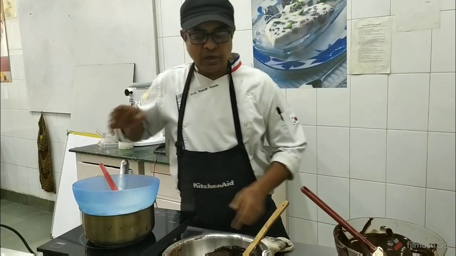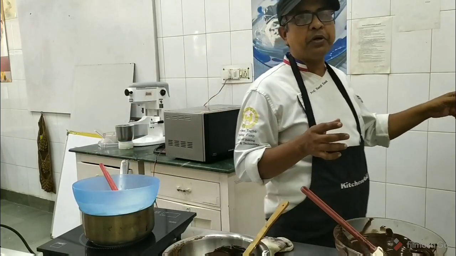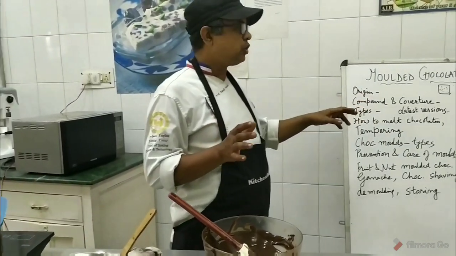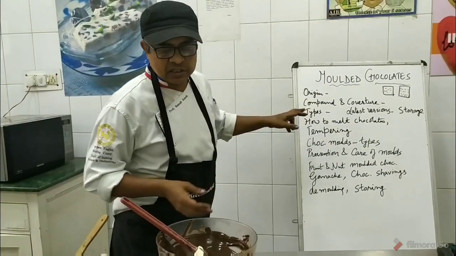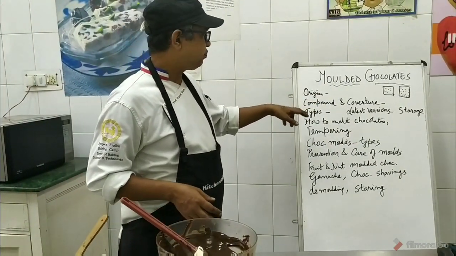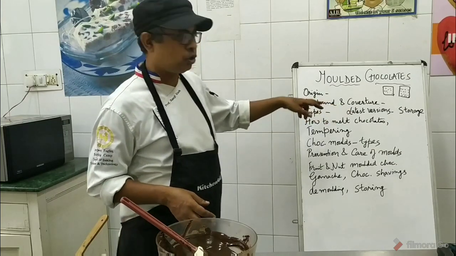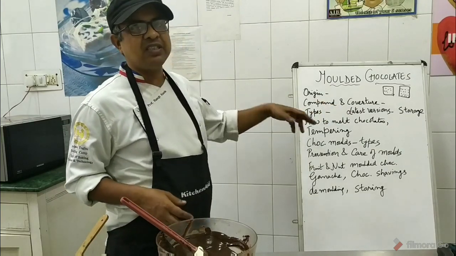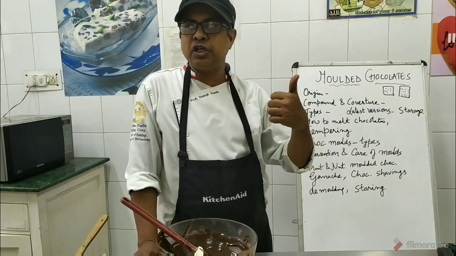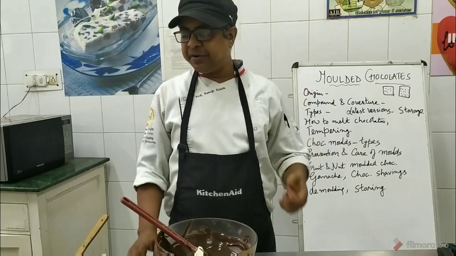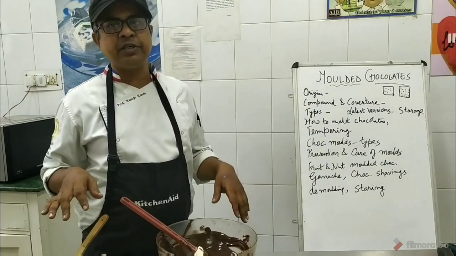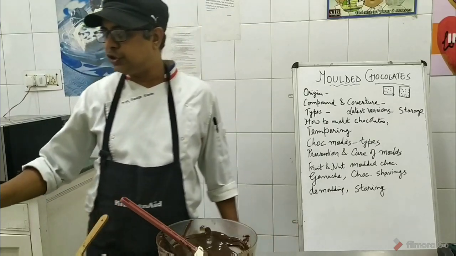Alright. So let's come back to the whiteboard and try to find out whether we have missed any points. Origin we have discussed, 450 BC. Compound and couverture we understood. Types of chocolates: milk chocolate, which is normally brown, the dark chocolate which we are using here, and of course the white chocolate also, which is here.